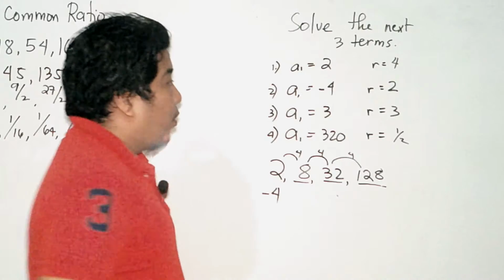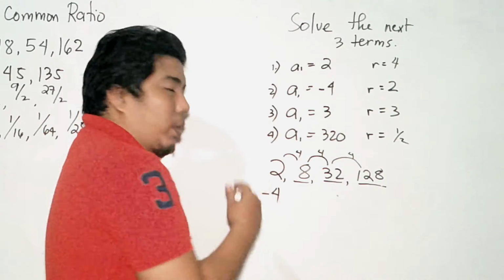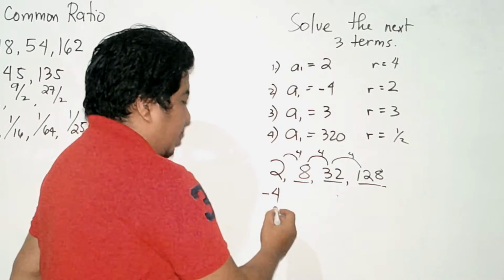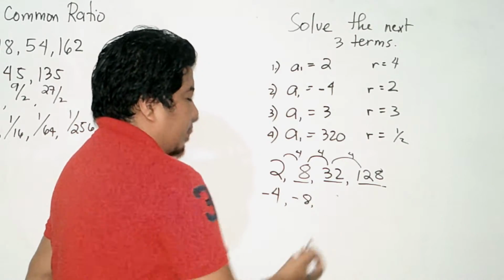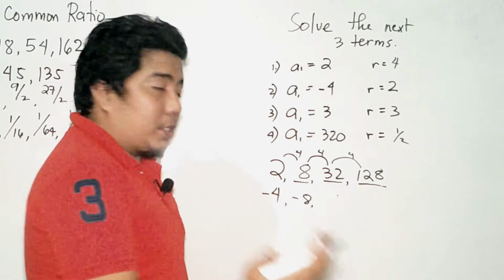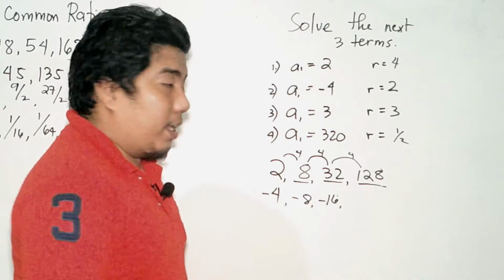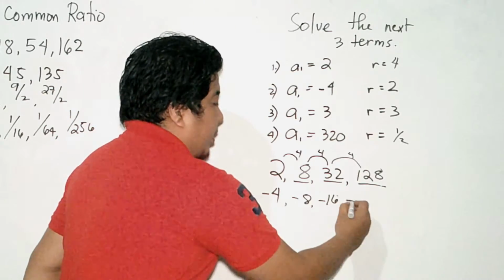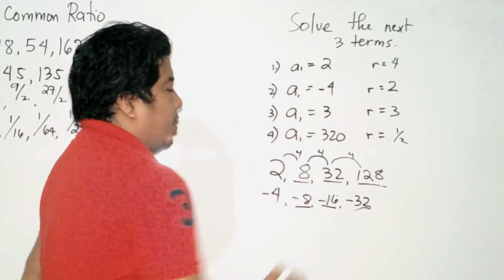We have negative 4 and our ratio is 2. So, we multiply by 2 here. So, negative 4 times 2, that is negative 8. Negative 8 times 2, that is negative 16. Negative 16 times 2, that is negative 32. So, I already have the answers.